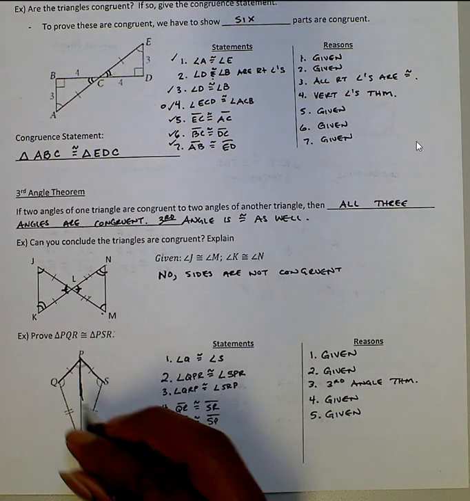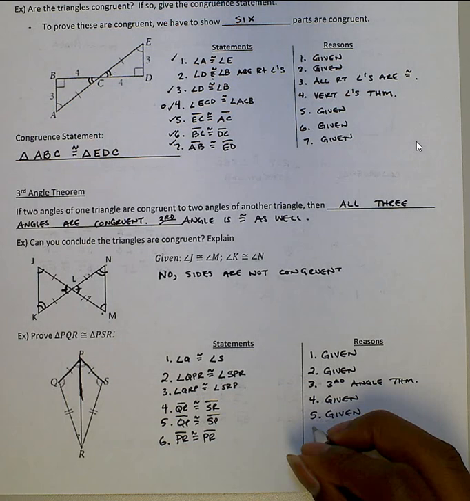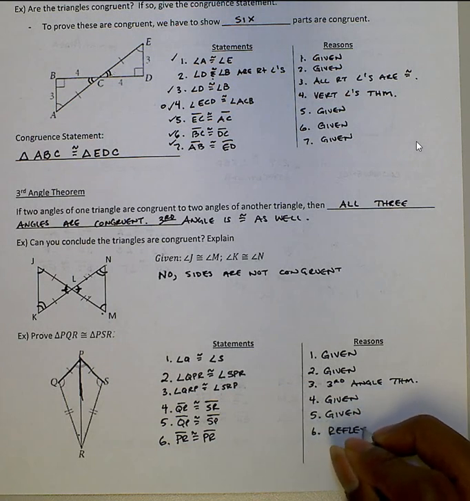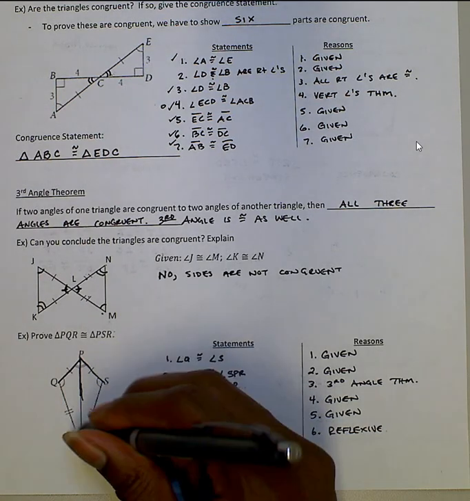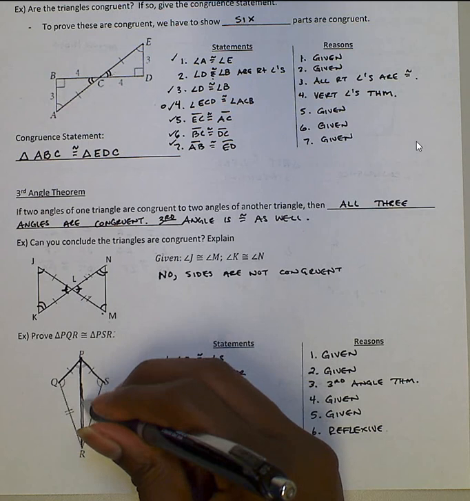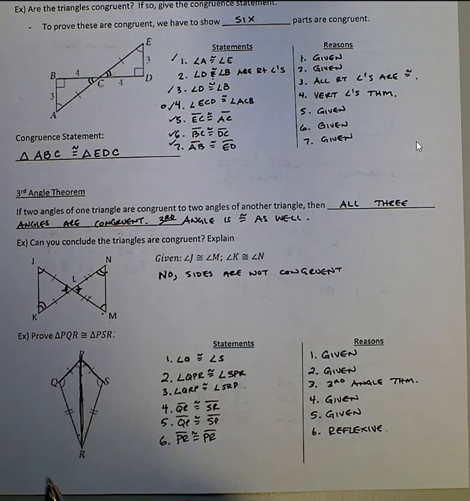Now, why is PR congruent to PR? It's the reflexive property. I told you guys in Unit 2 that we would use this a bunch. And you see that PR is a part of both triangles. It's kind of the shared part. And so it's in both triangles.